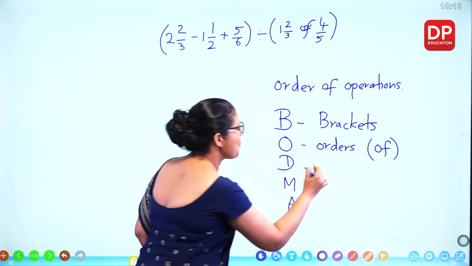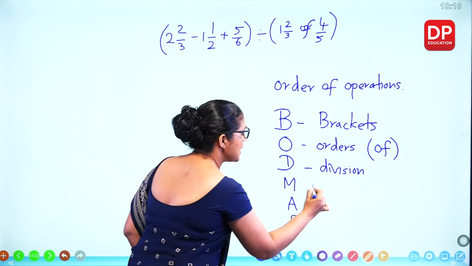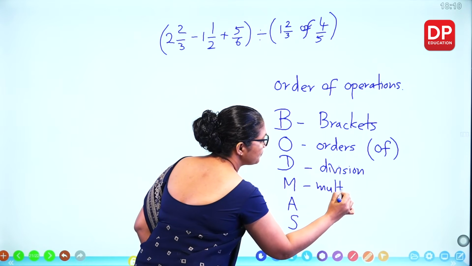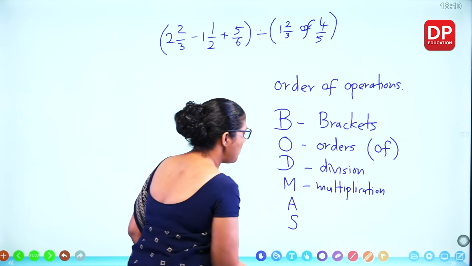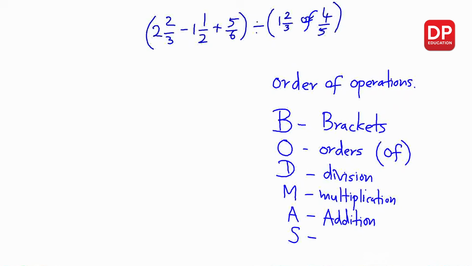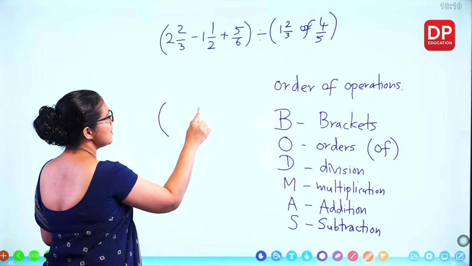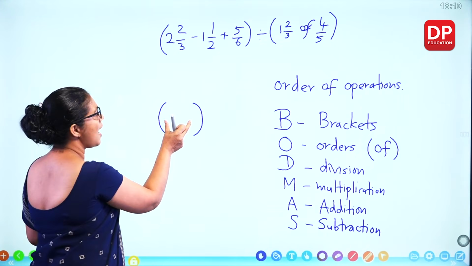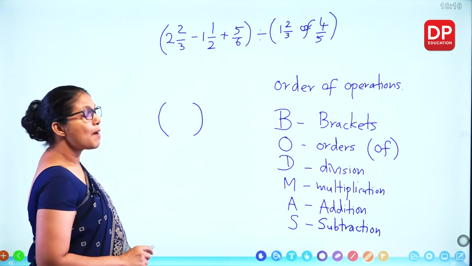What does D mean? Division. What does M mean? Multiplication. A means addition. S means subtraction. So here B means whenever you see brackets, you have to do that first. So inside brackets, you have to simplify first. O means orders, means powers.